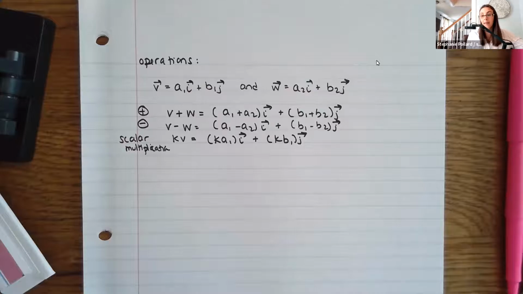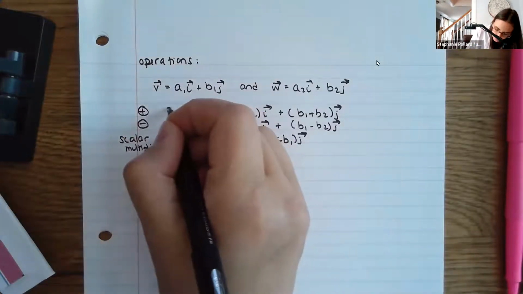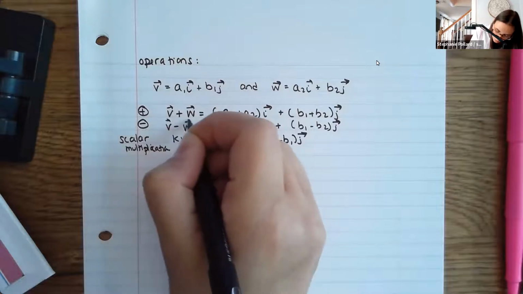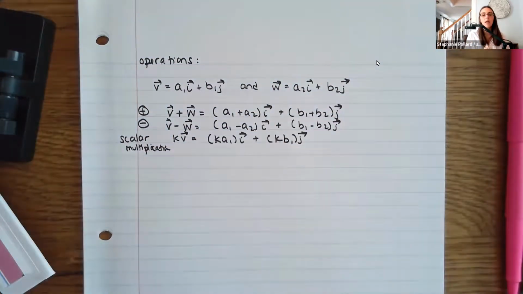So here we're multiplying by a number. We're not multiplying two vectors together. I guess I should actually put my vector symbols in, right? We're just multiplying by a number k there. So you multiply the a piece and the b piece. And that's how you would go ahead and do those. So let's do a couple of examples here.